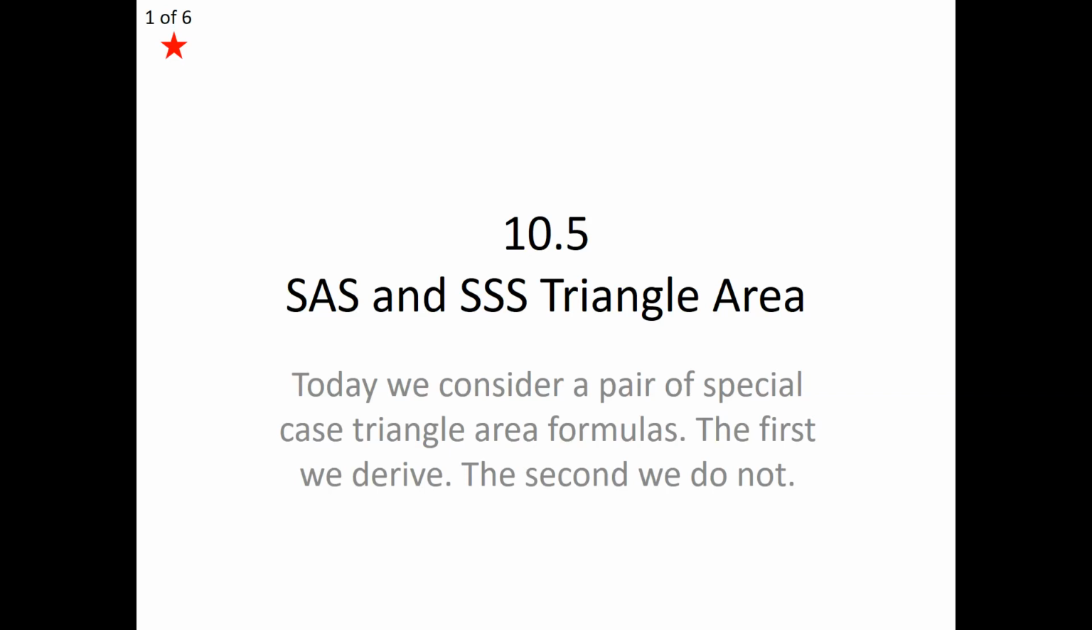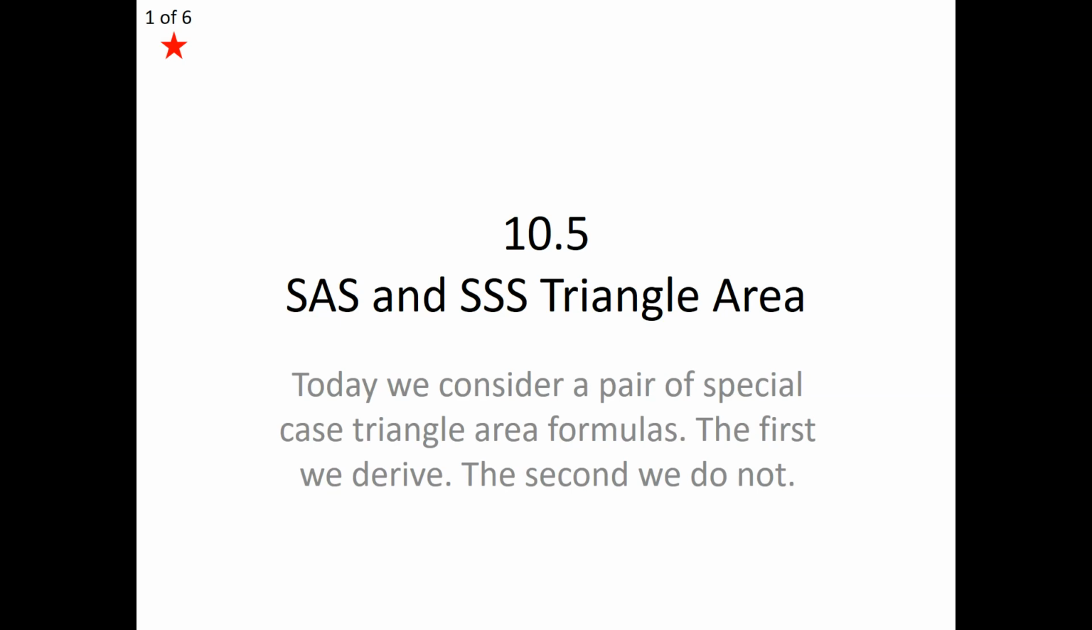Hello, this is Mr. Gilmore with the 10.5, the side angle side and side side side triangle area. As it turns out, the area formula we derived in our 10.3 lesson is not the only area formula that we can find with a triangle. The side angle side and the side side side are two other triangles with the given information that we can actually find the area of the given triangle with that given information.